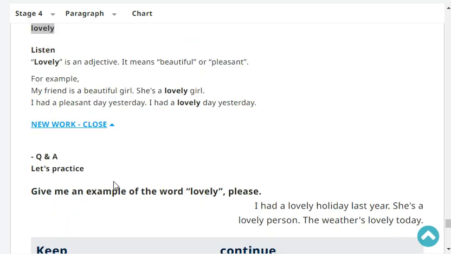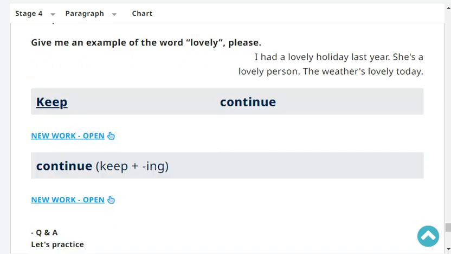Let's practice. Give me an example of the word lovely, please. I had a lovely holiday last year. She's a lovely person. The weather's lovely today. Very good.